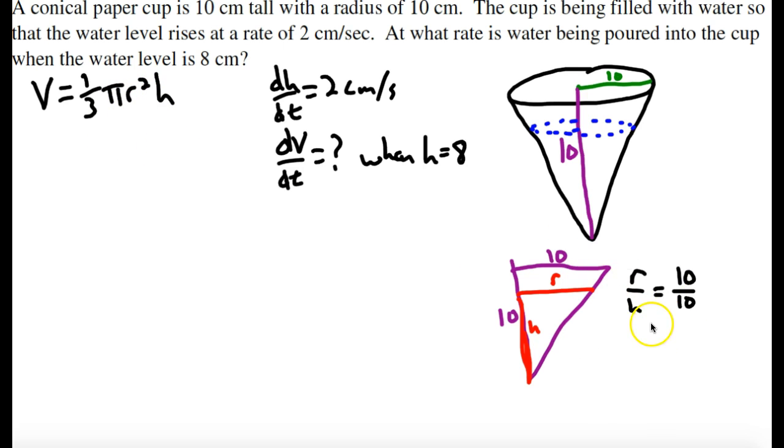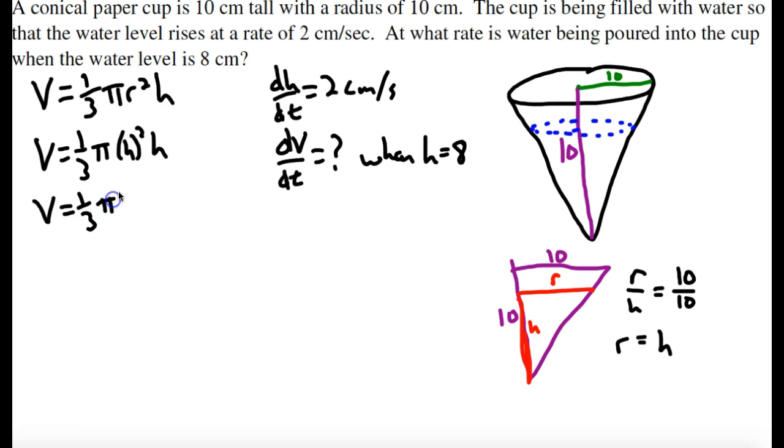If I solve for r, all I'm going to do is multiply both sides by h. So we get r equals 10 over 10, which is just 1 times h. So in this case, I can just replace r with h. In my volume formula, I can say this is just 1/3 times pi times h squared times h. Now this obviously would just be h cubed. So I can say my volume is 1/3 pi h cubed.